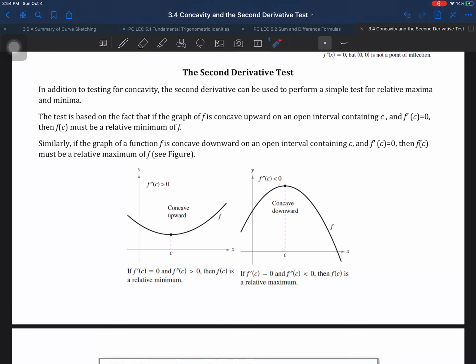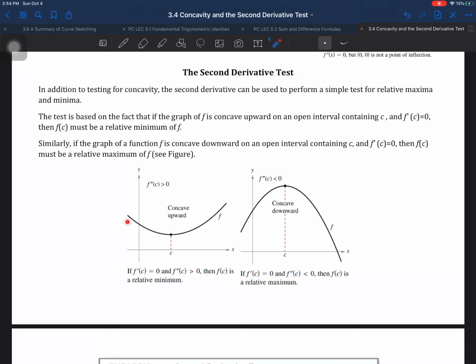Okay, so second derivative test. Why are we doing this? We're trying to find the relative maxima and relative minima. We already know how to find them using the first derivative test. Now we're going to use the second derivative test. So this is the concept right here.